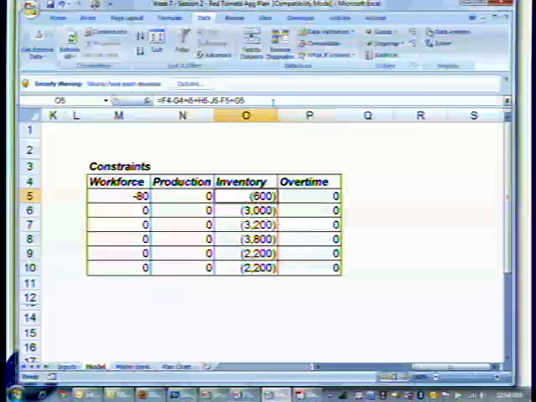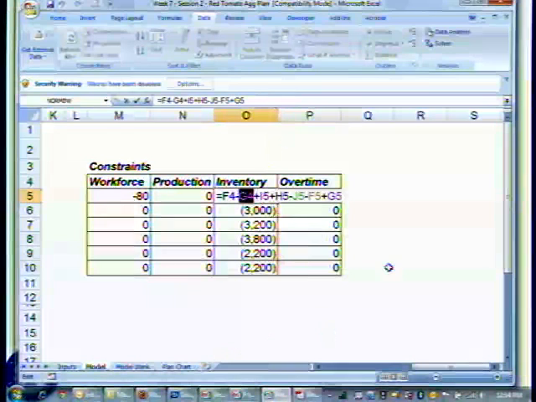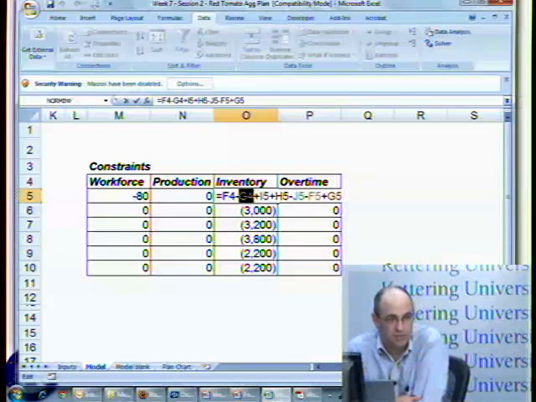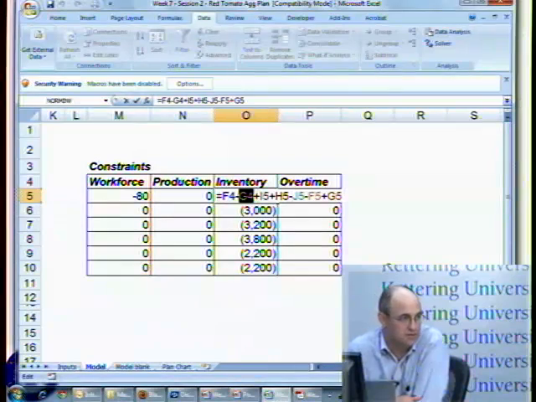Rather than go through all of the details, that is the calculation for inventory. So you can follow through. The actual text from Chopra provides the details of this calculation right down to the cell references. So you'll actually see the cell references in the formula.